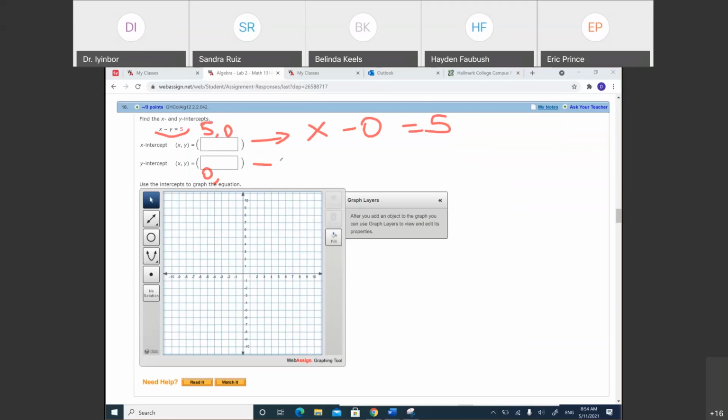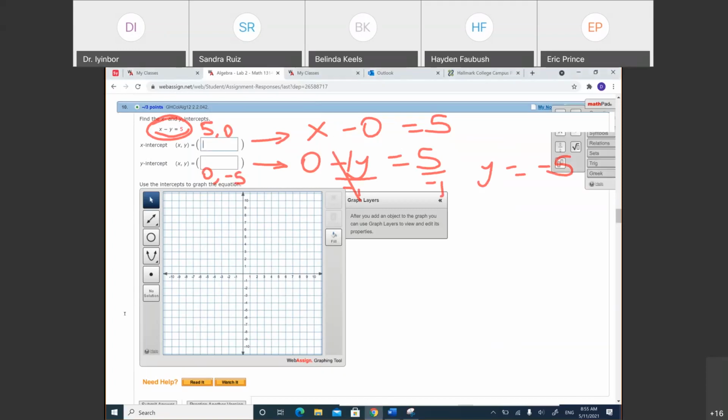And then for the Y intercept, I'm going to replace X with 0. I have 0 minus Y equals 5. I'm following the same equation here. And we have -1 times Y equals 5. I need to divide by -1, and I get Y equals 5 divided by -1, which is -5. So it's (0, -5). These are the points: (5, 0) and (0, -5). Any questions on how we get the 2 points, X intercept and Y intercept?